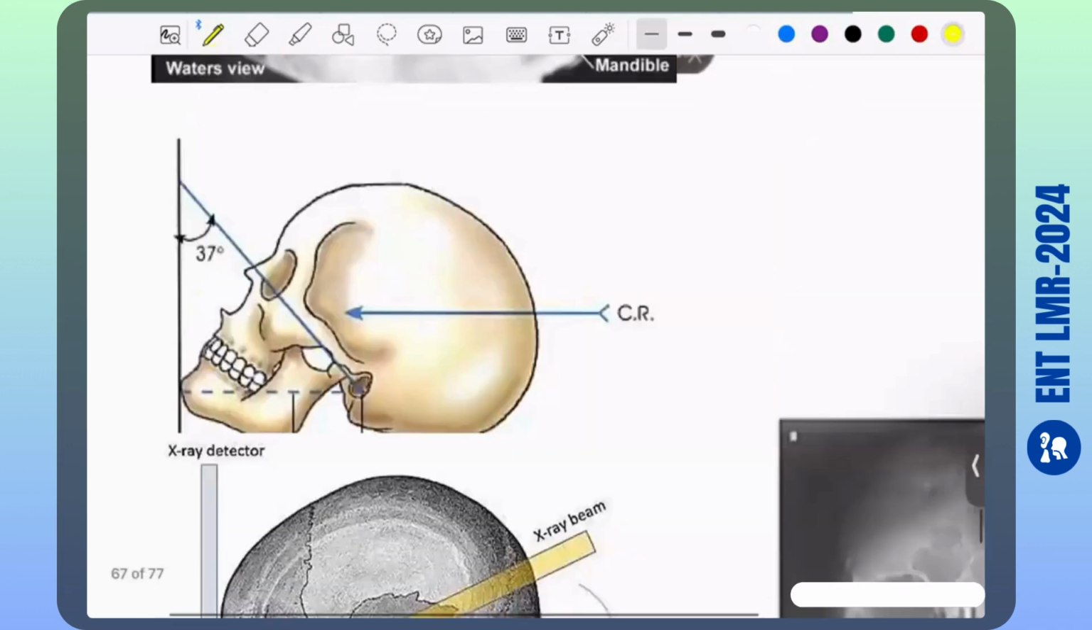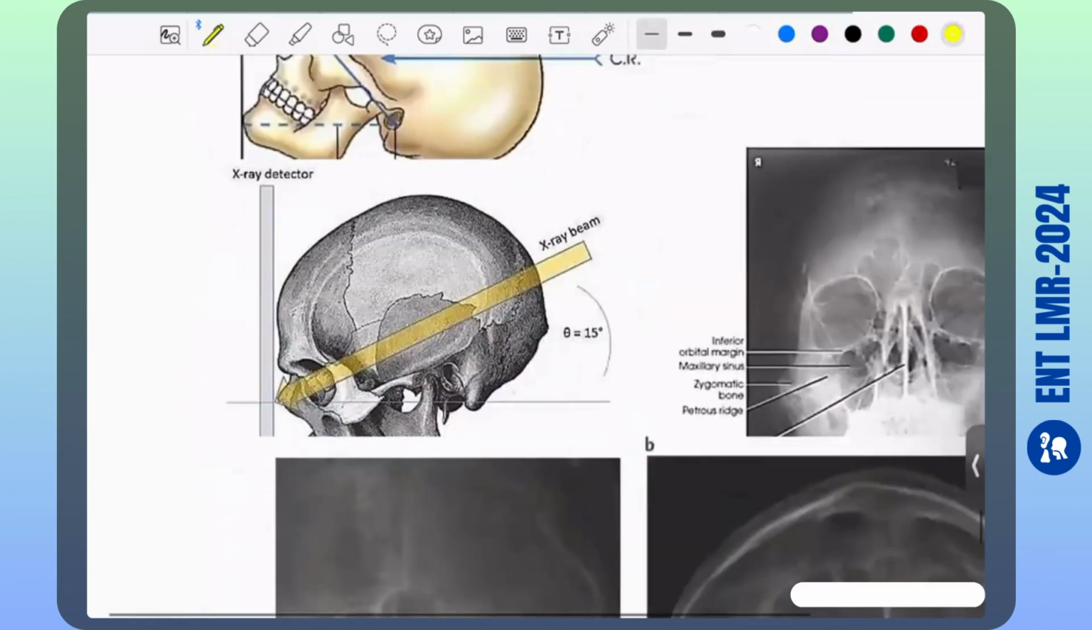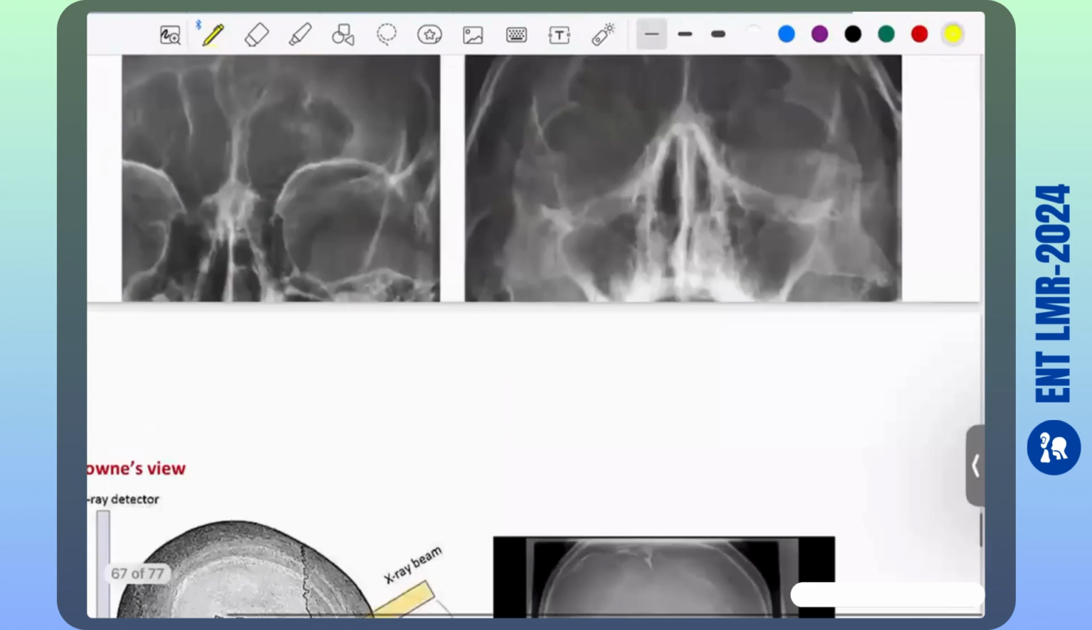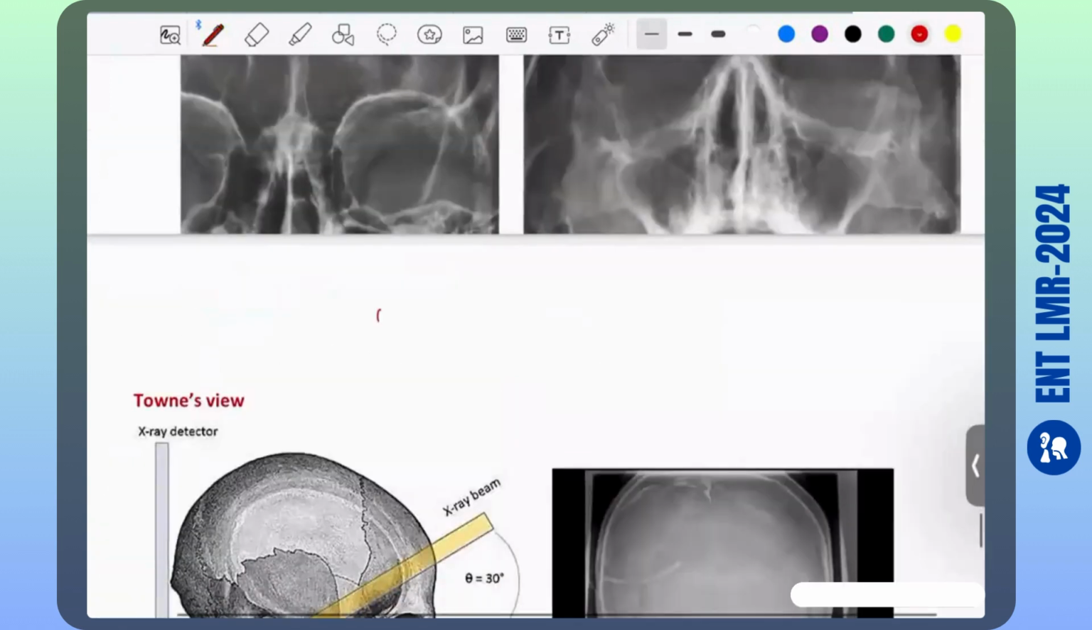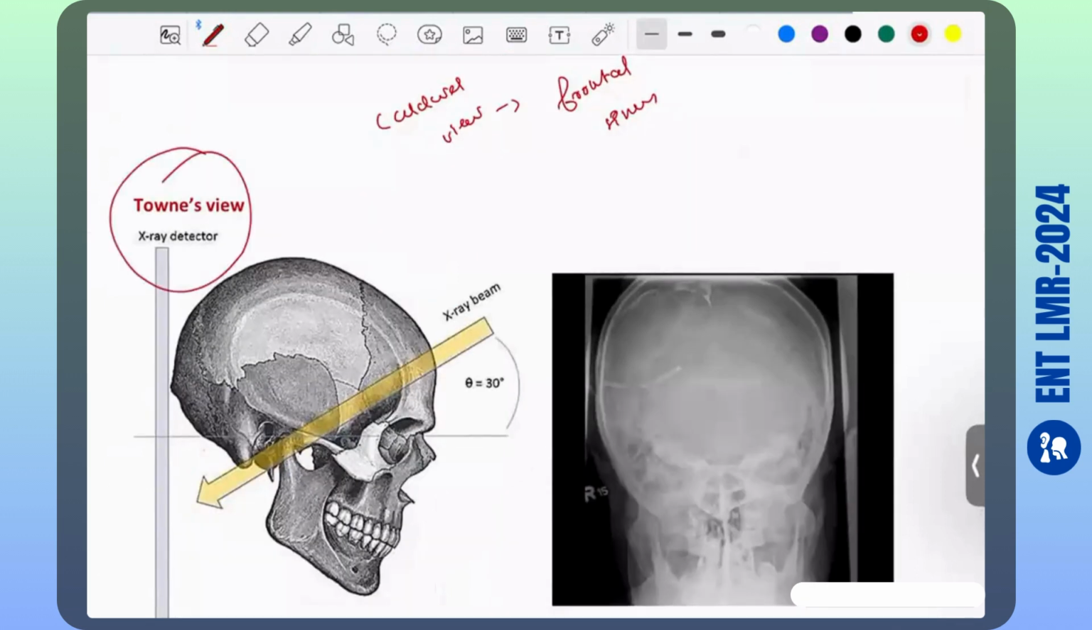The next one is Caldwell's view. This Caldwell's view is mainly for frontal sinus. The Townley's view is for anterior cranial fossa.